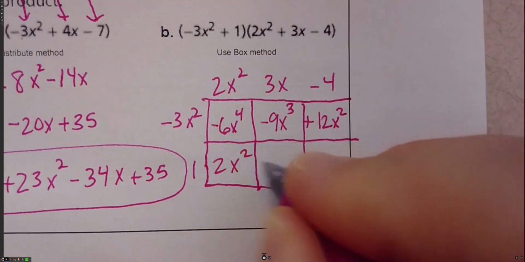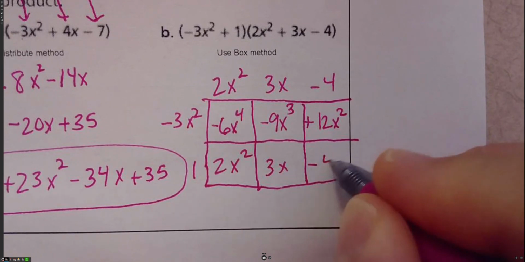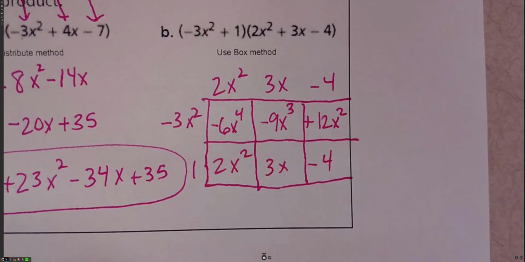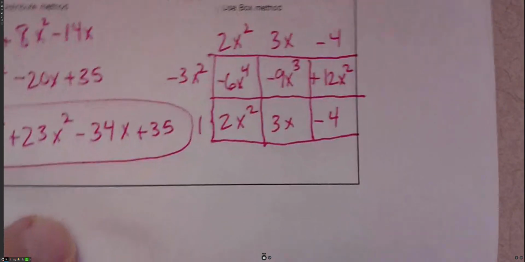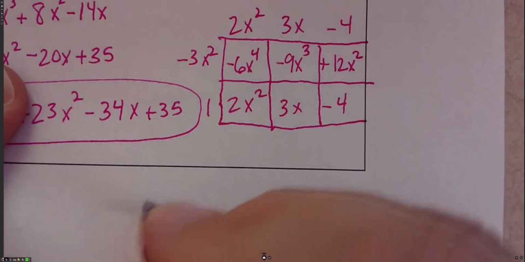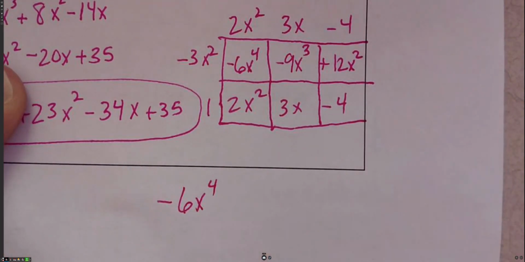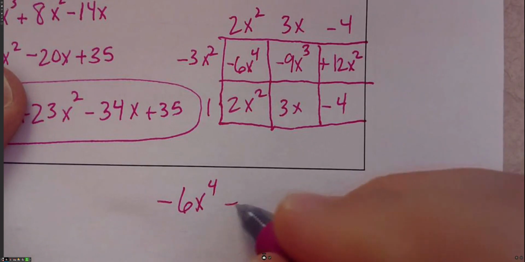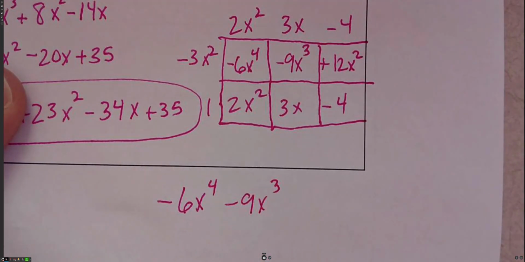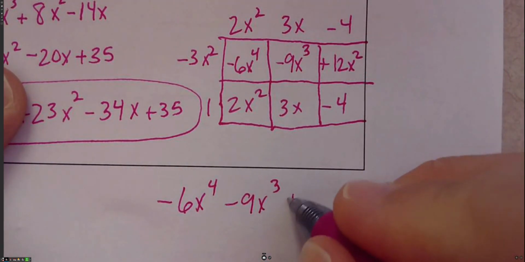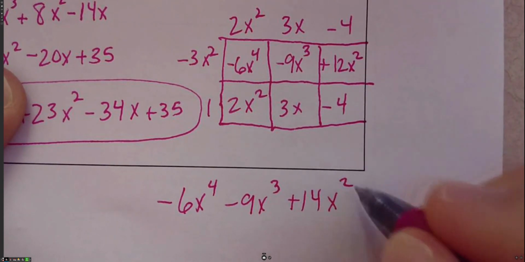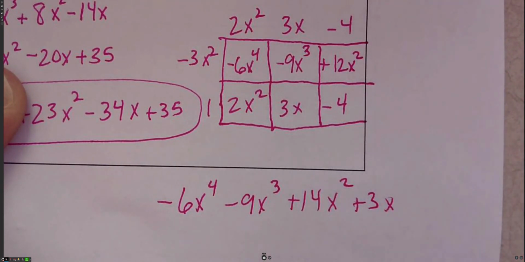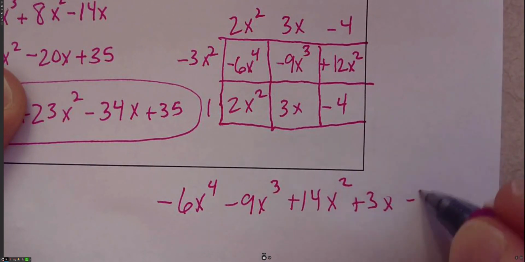And then the one down below, 1 times this is 2x squared, 3x, and negative 4. Now combine like terms. So I'm going to start with the highest, negative 6x to the fourth. Minus 9x to the third. Plus 14x squared. Plus 3x. Minus 4.